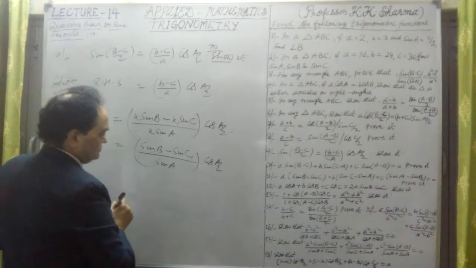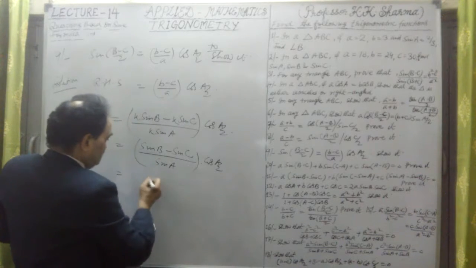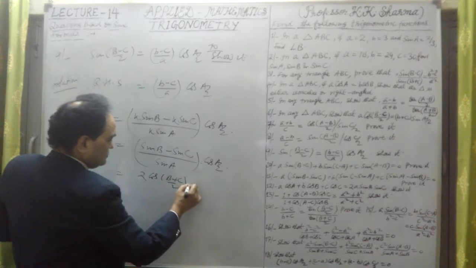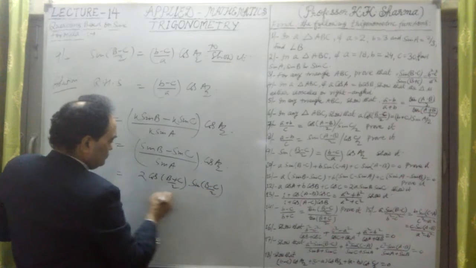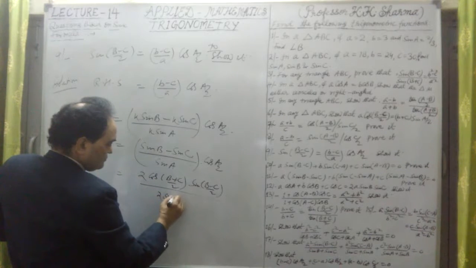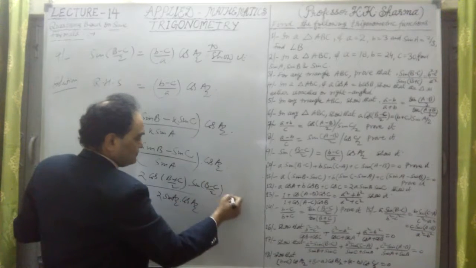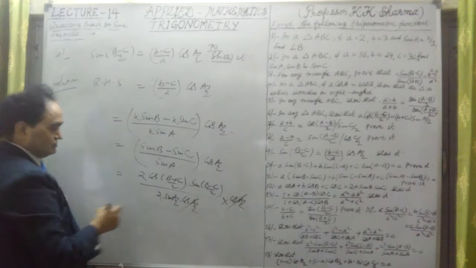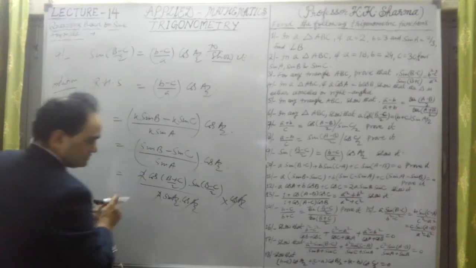No problem. Okay, let us take now: what is sine b minus sine c? It is nothing but 2 cos (b plus c) by 2 into sine (b minus c) by 2, whole divided by, now this sine a is 2 sine a by 2 into cos a by 2. Multiplied by cos a by 2, the cos a by 2 and cos a by 2 cancel out. Sorry, the 2 cancels out.